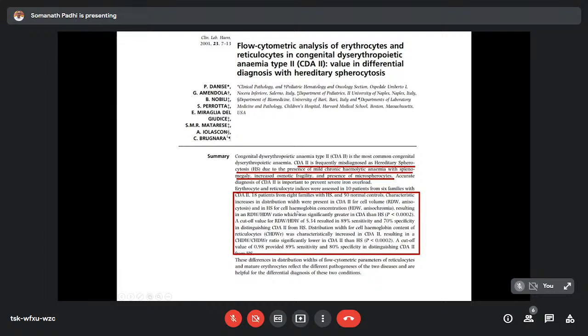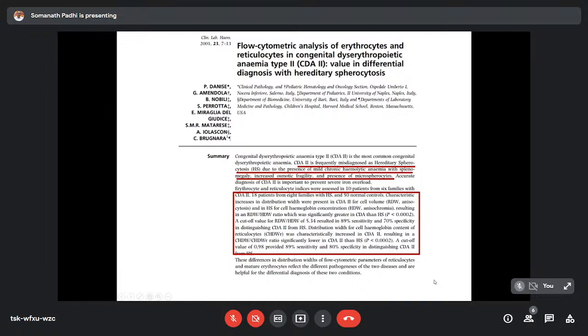presence of spherocytes, resulting in an increased RDW to HDW ratio, which was significantly greater in CDA type 2 than hereditary spherocytosis, with a significant value of less than 0.0002. That means CDA type 2 patients are more likely to have a significantly increased red cell distribution width, that is anisopoikilocytosis is very common, whereas in hereditary spherocytosis it is anisochromasia. A cutoff value of this RDW to HDW ratio of 5.34 resulted in 89% sensitivity and 70% specificity in distinguishing CDA2 from hereditary spherocytosis.